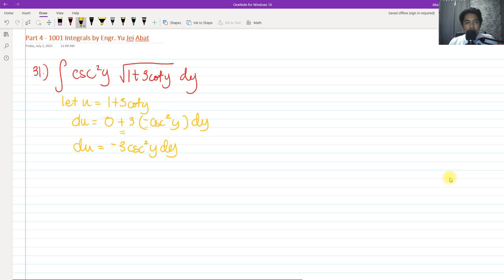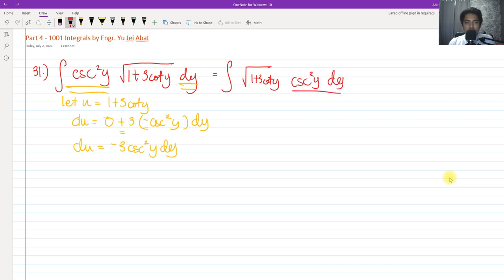And in the given integral, I have the cosecant squared y dy such that if I'm going to rewrite this, it would look like this: 1 plus 3 cotangent of y multiplied by cosecant squared y dy. So I have this term here. So I can isolate cosecant squared y dy so I can substitute it in the given integral. So we have du all over negative 3 equals cosecant squared y dy.